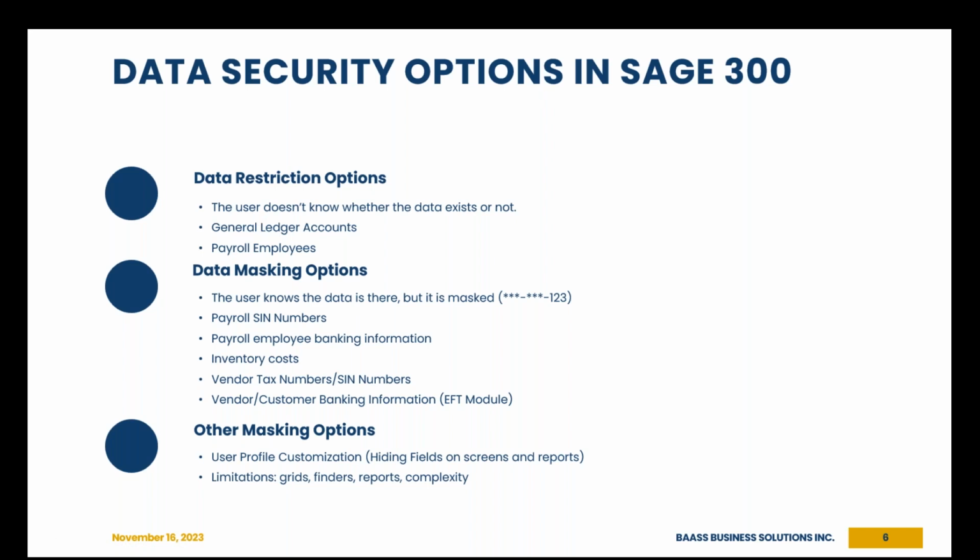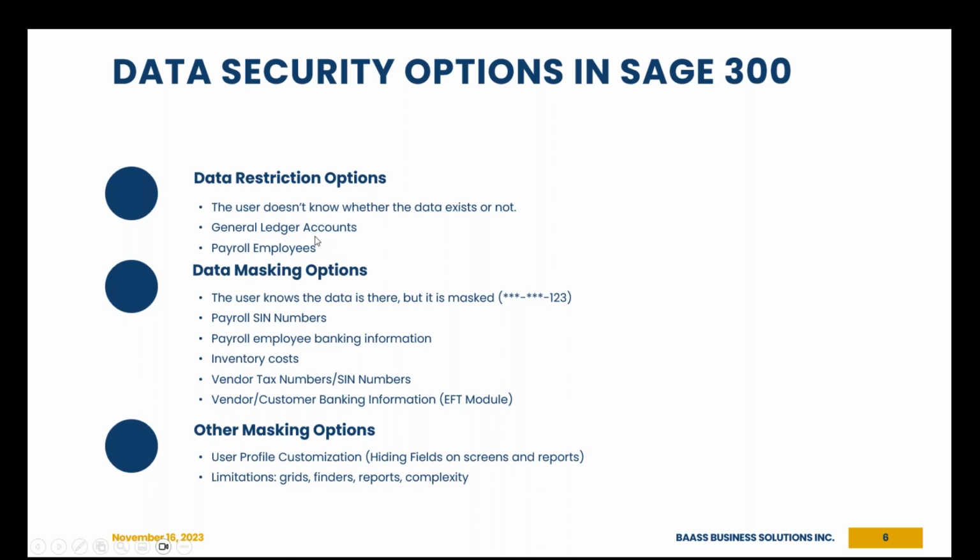From their point of view, it looks like the data just doesn't exist. And so from what's available in Sage, the two examples of this that are available out of the box are general ledger accounts and payroll employees.